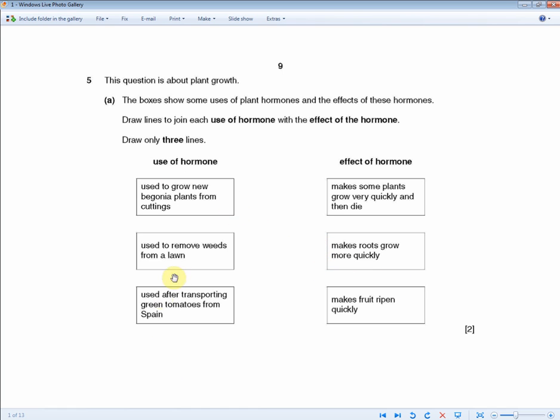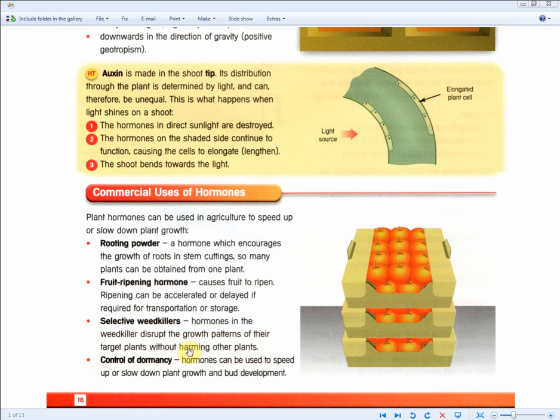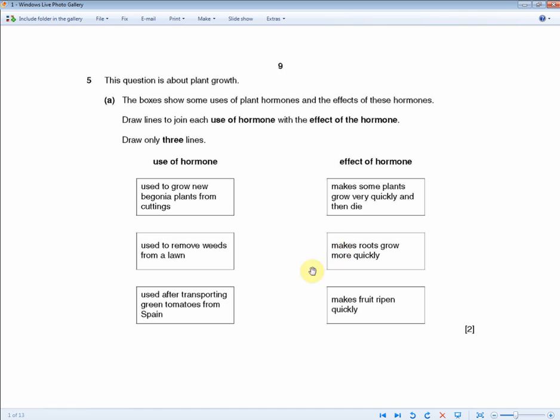So the second one, we look for the keyword weeds, used to remove weeds from lawn. And we can see that selective weed killers, hormones in the weed killer disrupt the growth patterns of the target plants without harming other plants. So if we're turning back to the exam question, that basically corresponds with this one, where it makes some plants grow very quickly and then die. So that leaves the last one to match with the last one.